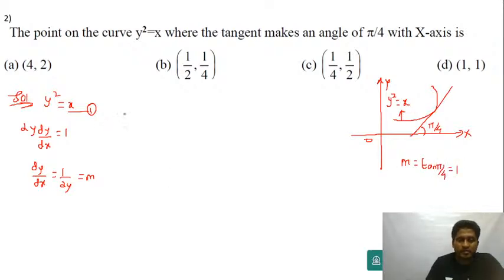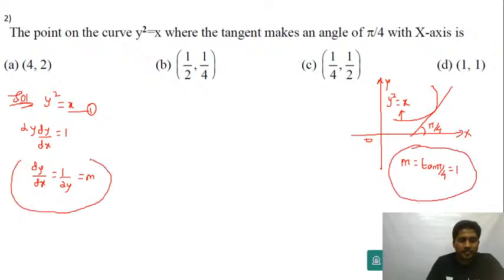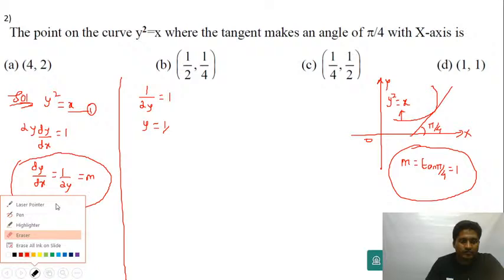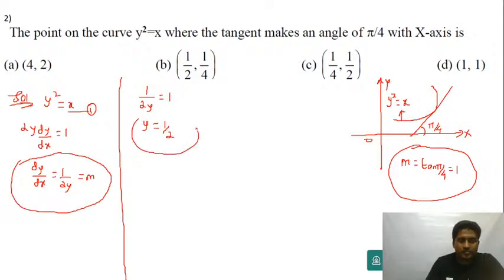So if I equate the two values of m, here m is equal to 1, here m is equal to 1 upon 2y, you will get 1 by 2y is equal to 1. If I cross multiply, you get y is equal to half. If I substitute in equation 1, you get 1 by 2 the whole square is equal to x. You get x is equal to 1 upon 4.